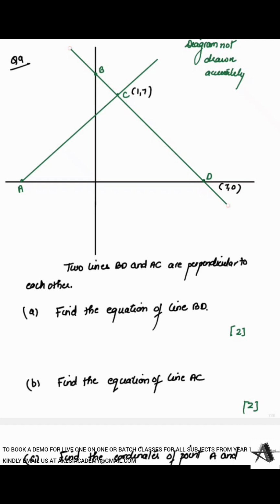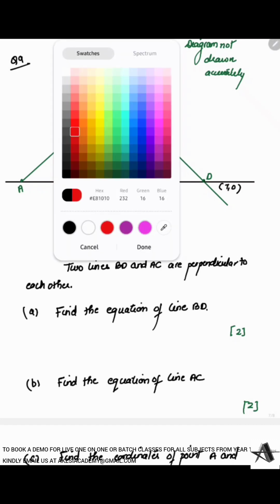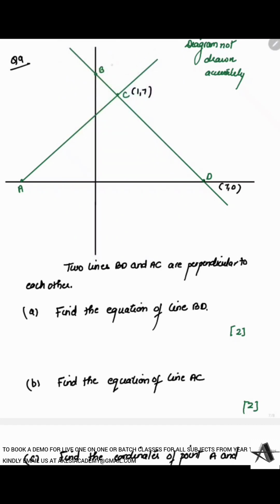Clearly this BD we have, and there are 2 points lying on this, (1,7) and (7,0). It's simple. We have been doing find the equation of line while there are 2 points. So I'll start with the gradient. First write down y equals mx plus c. Gradient m equals y2 minus y1 over x2 minus x1.